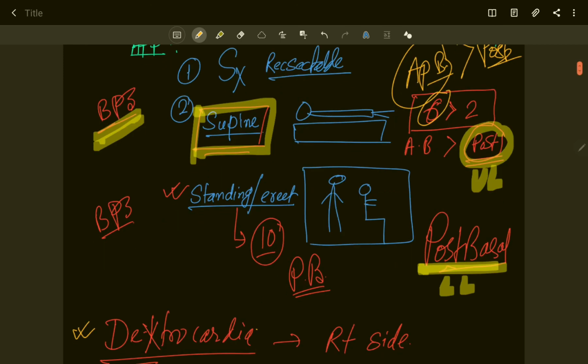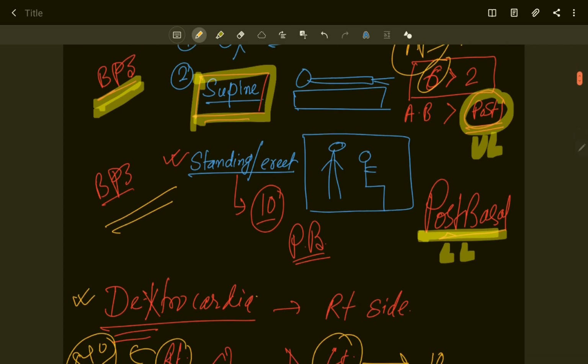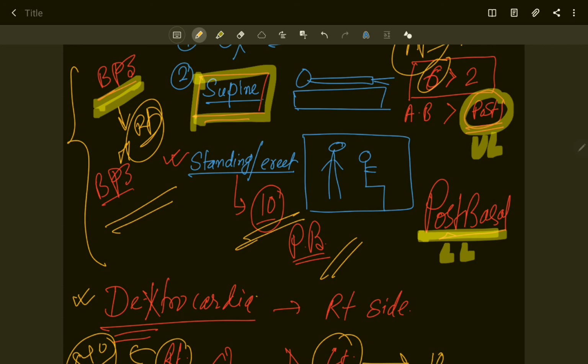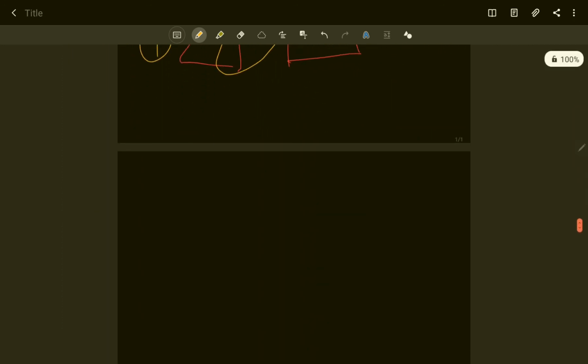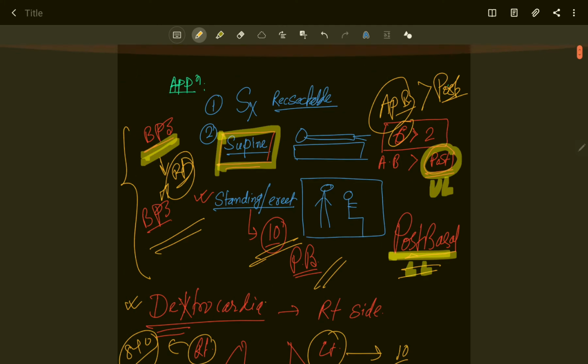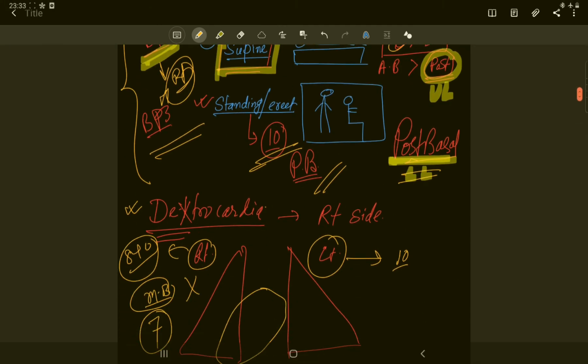And in case of standing or erect posture, without any doubt it is segment number 10 of the right lung. The posterior basal segment is the most affected. So that's all about bronchopulmonary segments. Now let's discuss some questions here.